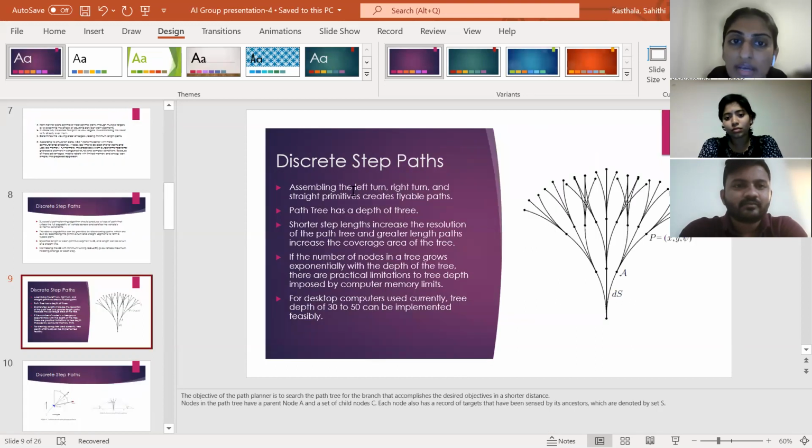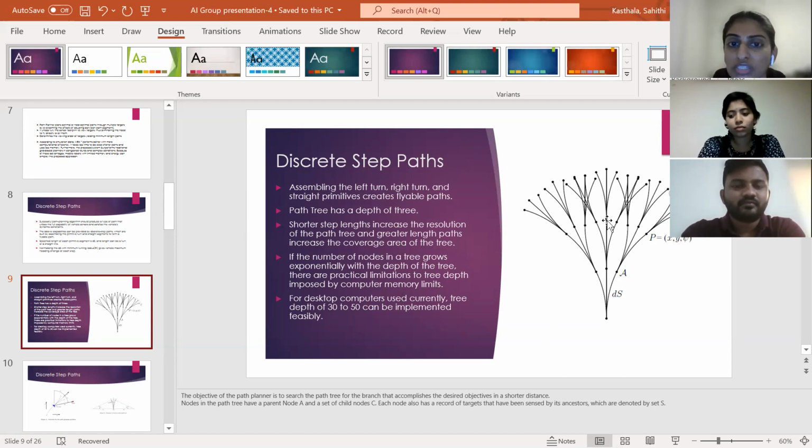Assembling the left turn, right turn, and straight primitives creates the flyable paths. The path tree has a depth of 3, and the nodes in the path tree have a parent node A and a set of child nodes C. Each node has a record of targets that have been sensed by its ancestors, denoted by a set F. It is evident that a shorter step length increases the resolution of the path tree, whereas a greater step length increases the coverage area of the tree.